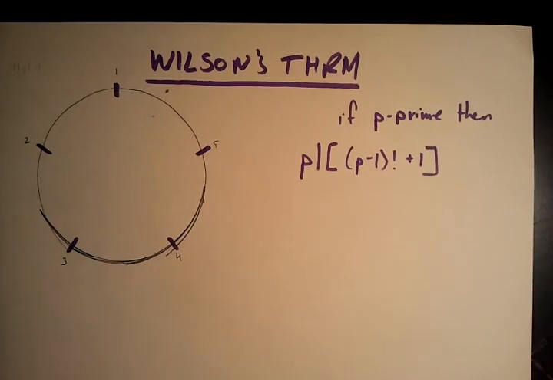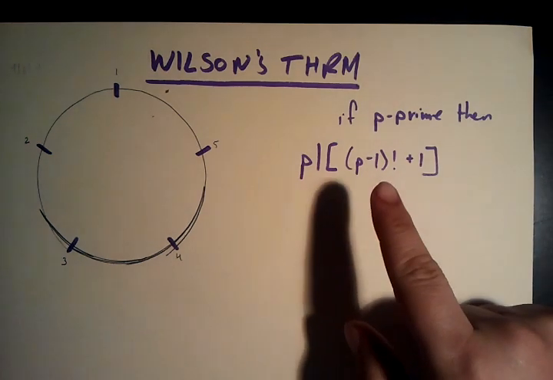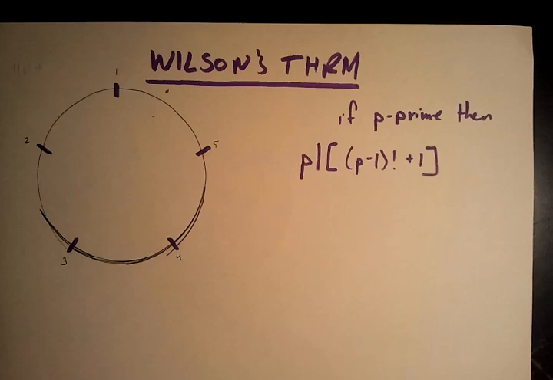We're going to talk about Wilson's theorem today, and it's a theorem that follows from Fermat's little theorem. This theorem itself says if p is prime, then p divides the quantity (p minus 1) factorial plus 1. Now let's go ahead and set out to prove it.